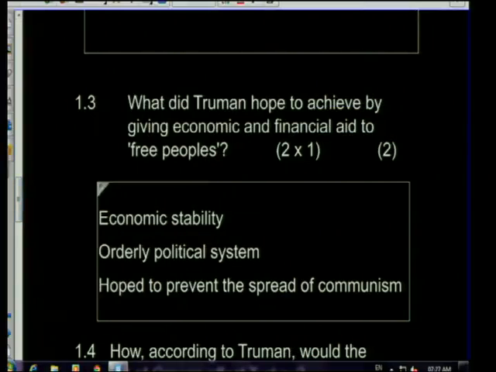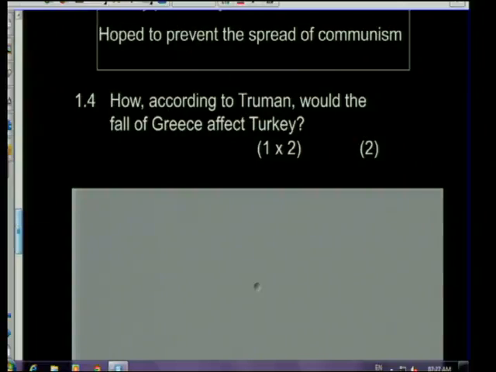Economic stability, remember we underlined those things, that he said if the United States did not give that aid, then there was going to be confusion and chaos. So he wanted economic stability and orderly political system. He hoped to prevent the spread of communism, because that is how he portrayed the second way of life. And then the next question is how, according to Truman, again, it is telling you that this is according to Truman, would the fall of Greece affect Turkey? Remember that domino effect I spoke to you about earlier on.